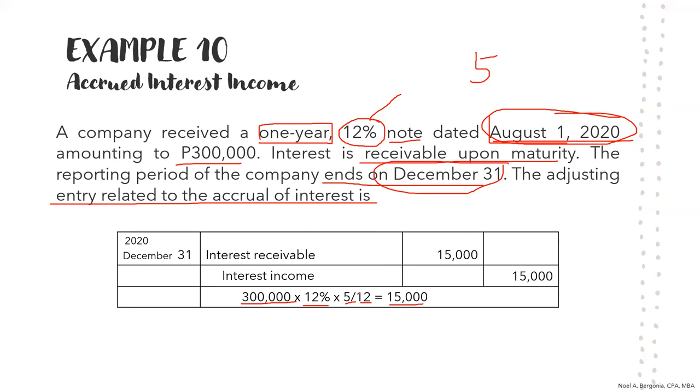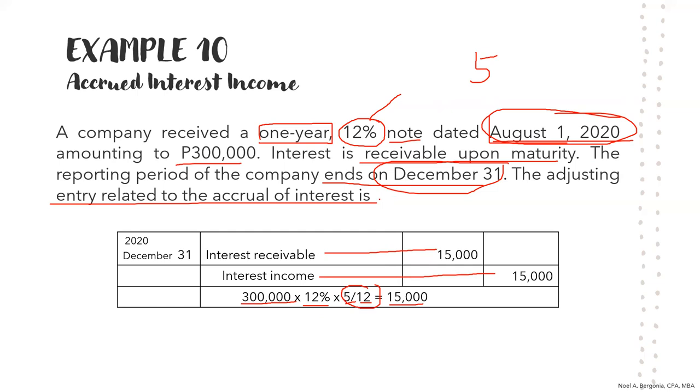So the entry would be debit interest receivable 15,000, to be collected pa after a certain number of months. And credit, interest income or interest revenue 15,000. So that's good for the interest ng 5 months na class, ha? So I hope that is clear. Again, if you do have questions, please let me know.